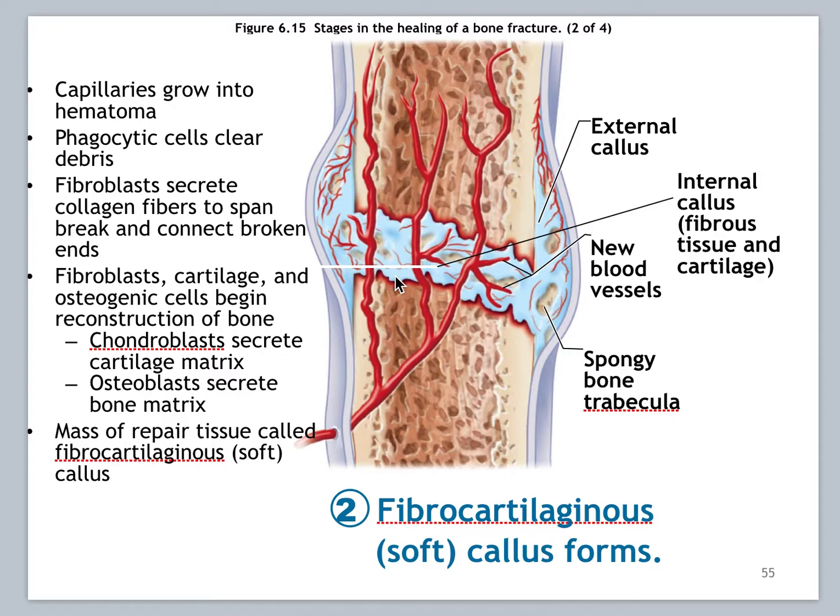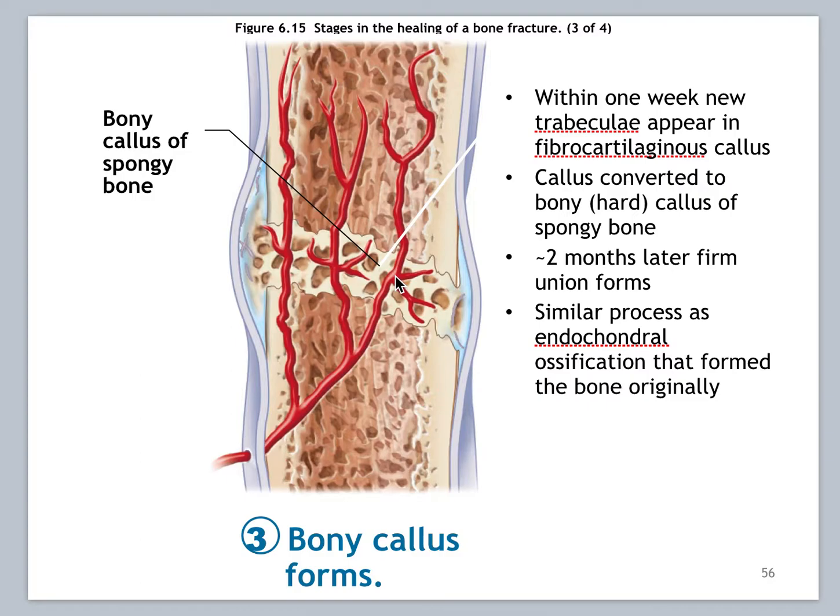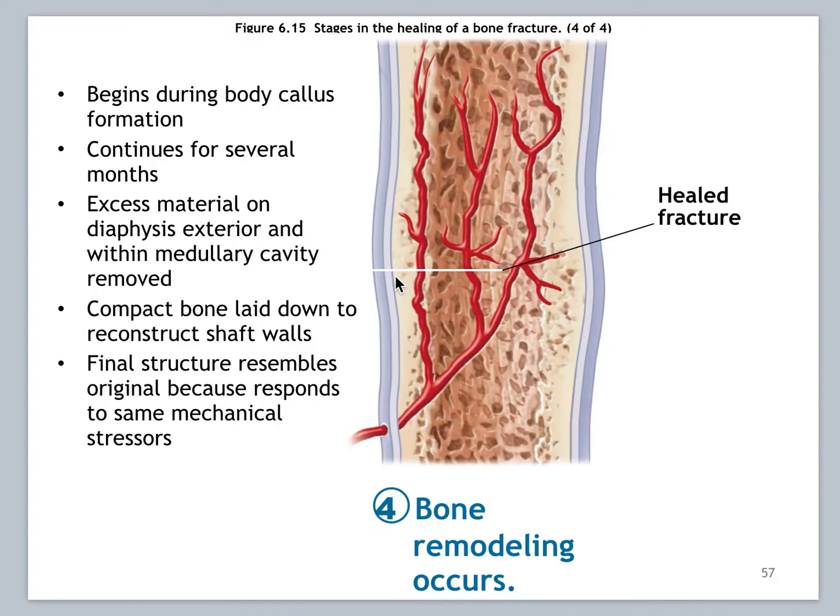And it starts out as a soft fibrocartilaginous callus. Then that turns into a bony callus as the soft callus hardens. This process may take 6 to 8 weeks. And finally, bone remodeling occurs.